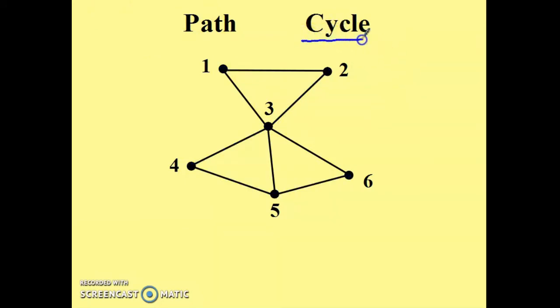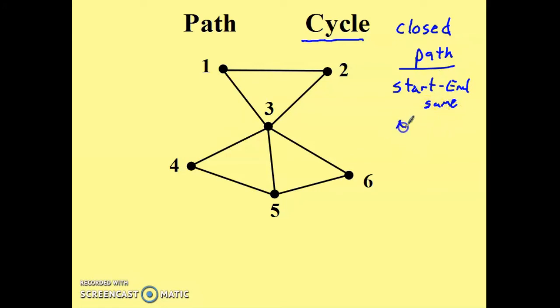So for a cycle, it's just a closed path. And we already talked about what closed means. So it has to start and end at the same vertex. And if it's a path, start and end are the same, right? That's closed. And no edges repeat. Oh, repeat, no vertices repeat.